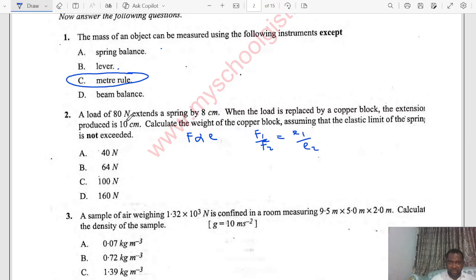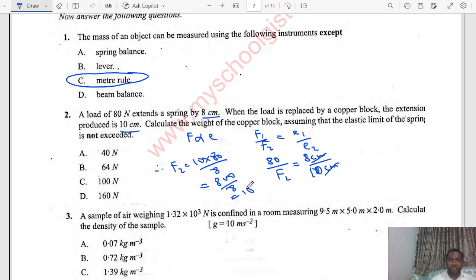So F1 is the initial force, in this case a weight, the load, that is 80 newtons, over F2, that's what we want to find. Now E1 over E2, this is 8 centimeters, this is 10 centimeters. I don't need to convert because they can always cancel out. So this is 8 over 10, centimeter cancels centimeter. So from here, F2 is going to be equal to 10 times 80 divided by 8, and that will be 800 divided by 8, which is equal to 100 newtons. So the answer to this question is C, 100 newtons.